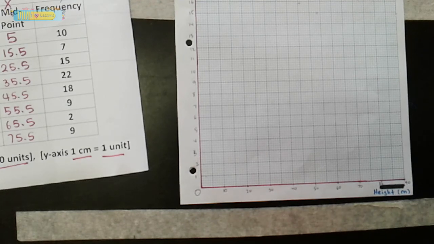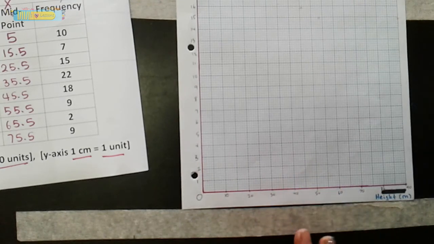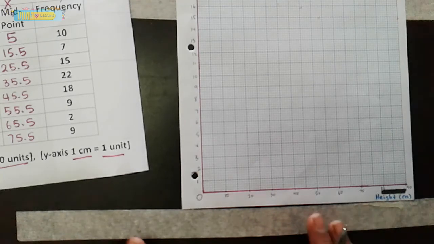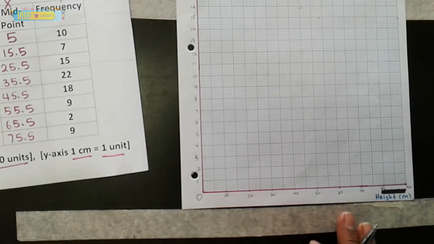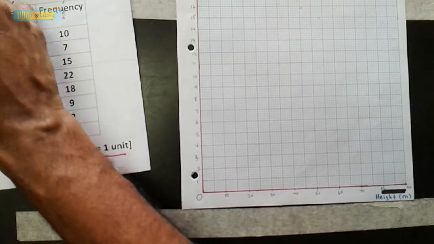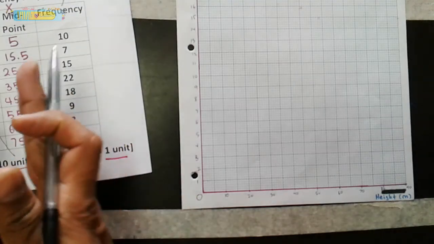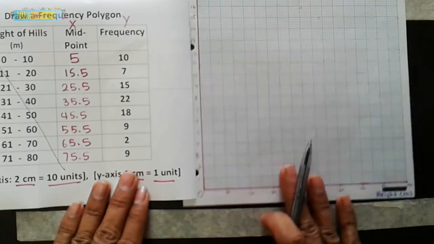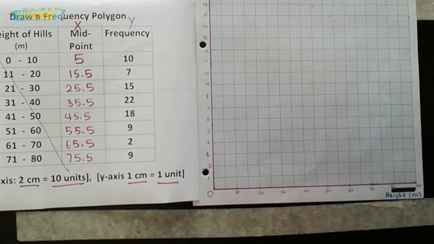Now in the frequency polygon, we will not be drawing rectangles. All we're going to be doing is plotting points. Now remember, we don't need this anymore. It's just the midpoint and the frequency. So let's get started.